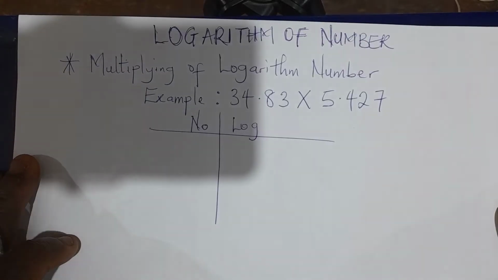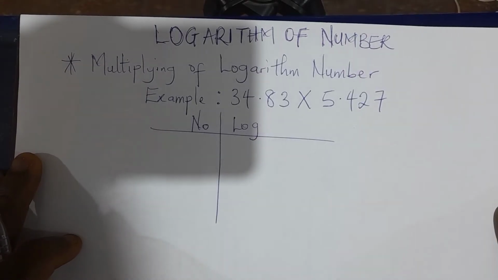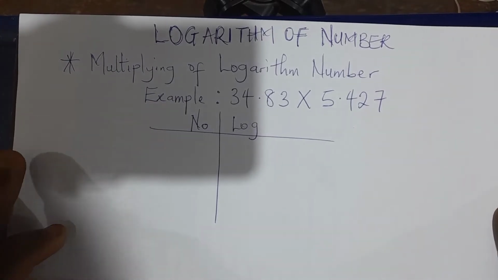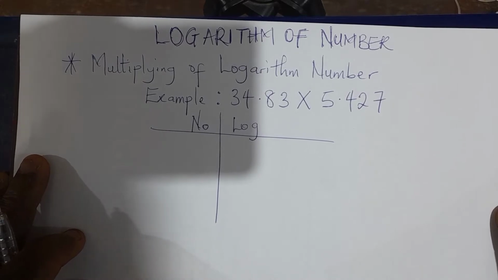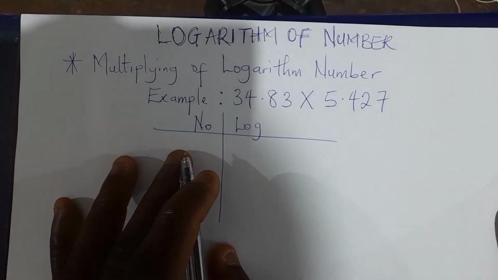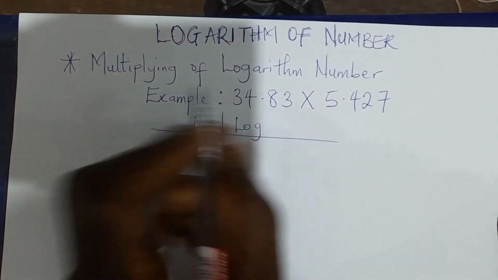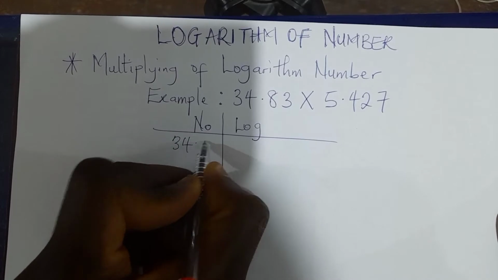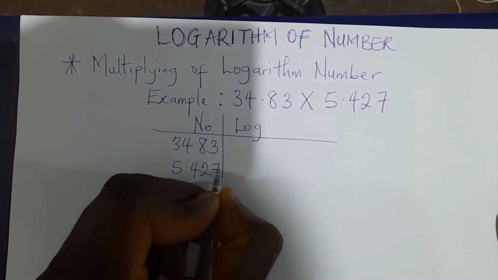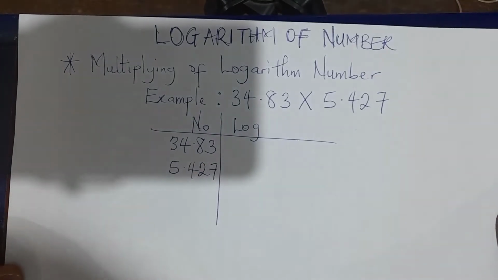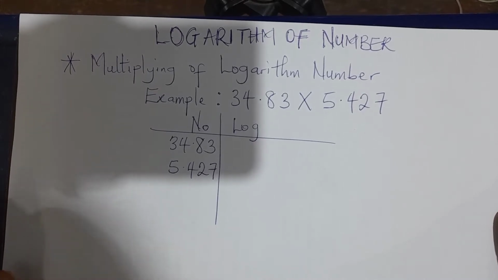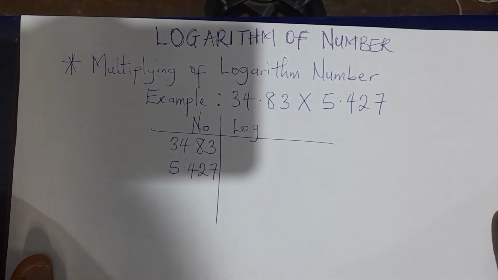Now having known the format in which they appear, let's take them one after the other. Let's talk about multiplying of logarithm numbers. This is a particular question and we're going to be solving this together. These are the numbers. Let's fix them in here: 5.427. Now this is the question. What will come to your mind is, what will be the integer and the characteristics?